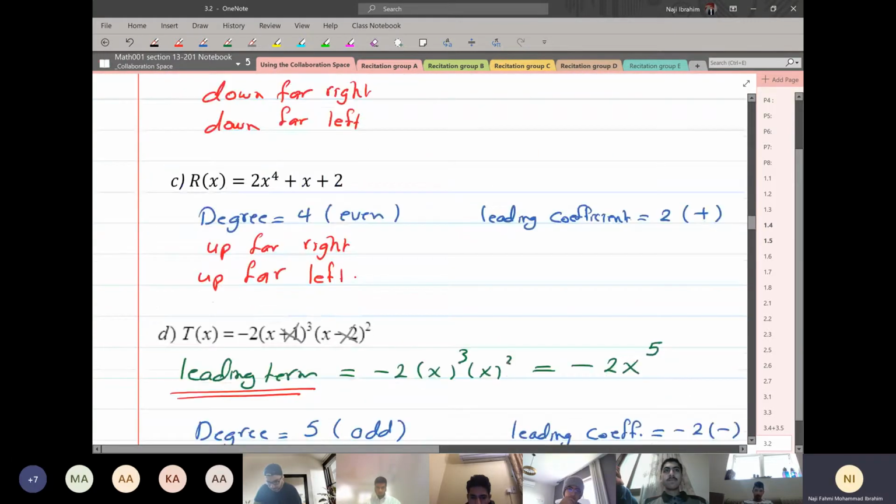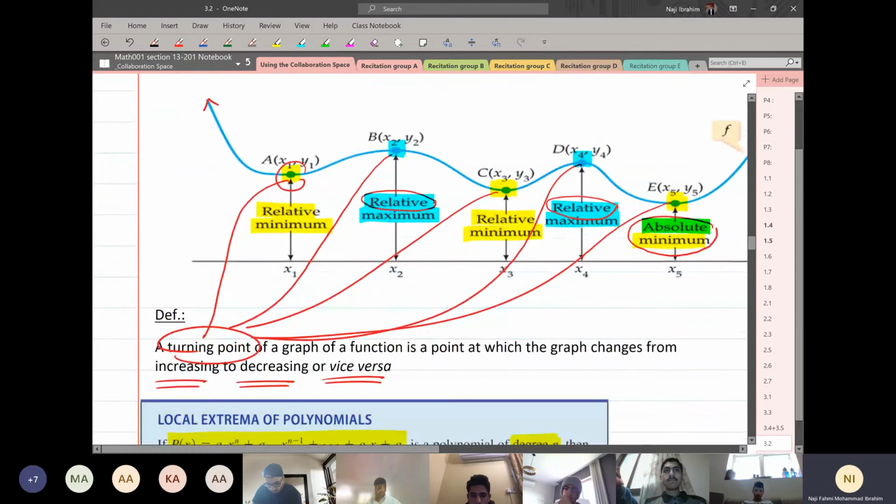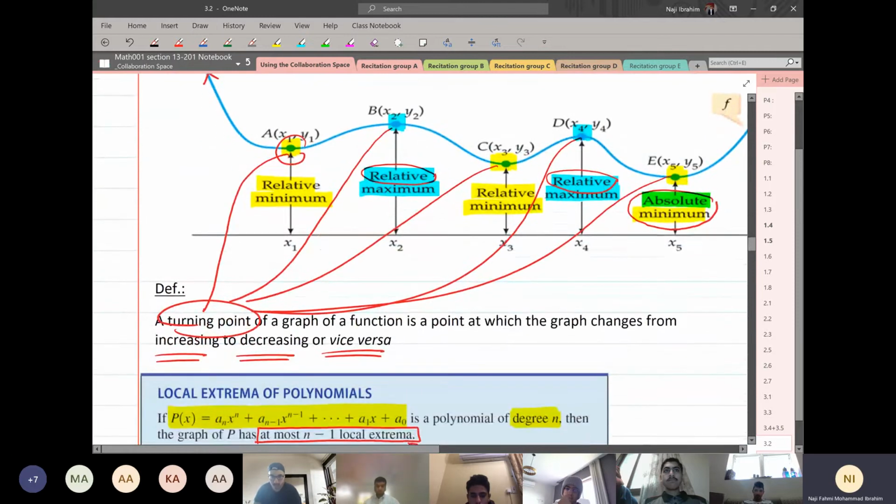After this, we had a discussion about the turning points. We said a turning point can be a maximum or a minimum point. And we said the number of turning points of a polynomial should be at most equal to the degree minus 1.